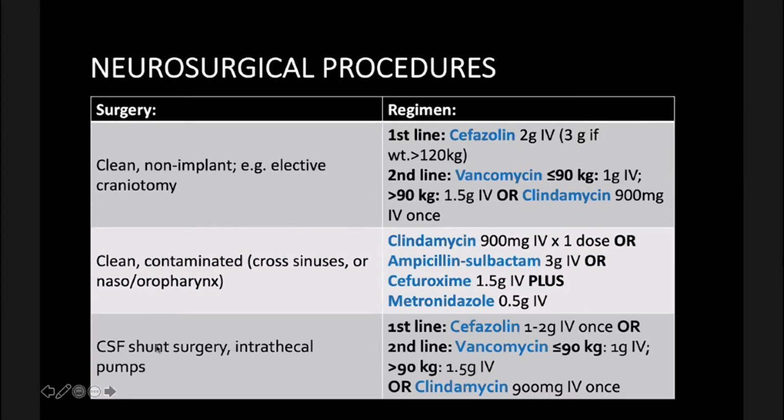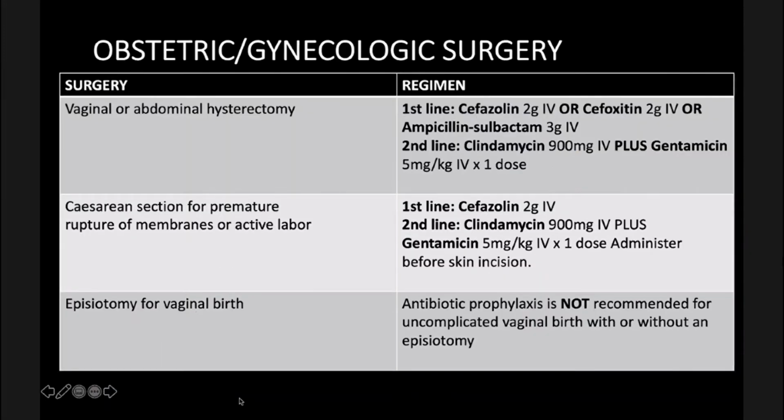If you're doing CSF shunt or intrathecal pumps placement or deployment, then your first line of prophylaxis should be cefazolin. Then go to vancomycin if it's not available, if you have allergies, or clindamycin could be used as well. Okay, for OB-GYN surgeries, for vaginal or abdominal hysterectomy, first line of prophylaxis should be cefazolin or cefoxitin with the following dosage. Just check on the slide.